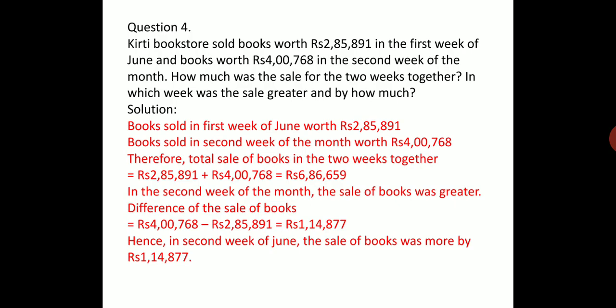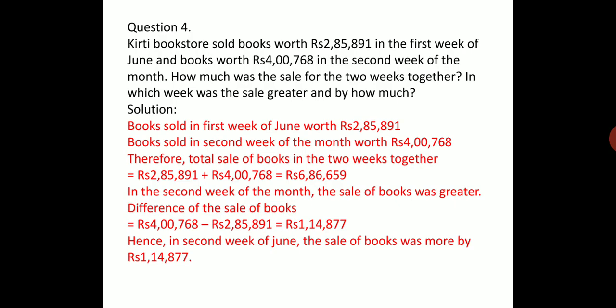So books sold in the first week of June worth rupees 2,85,891. Now books sold in the second week of the month, rupees 4,768. Therefore, total sale in the 2 weeks together equals how much rupees here? You can see the answer of addition is 6,86,659 rupees. In the second week of the month, the sale of the book was greater.